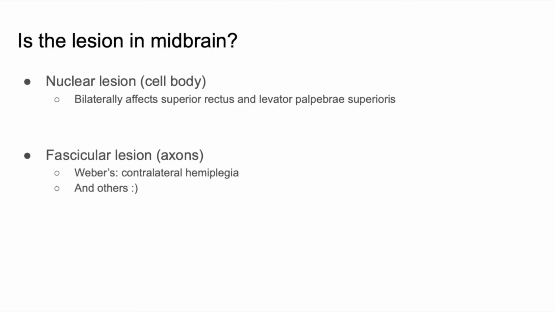Moving on, we will then localize where the lesion in the midbrain is. We can read up about the nuclear lesion as well as the fascicular lesions. In fascicular lesions, there are several syndromes that are present, one of which is the Weber syndrome, where besides the ipsilateral CN3 lesion, you will also have the contralateral hemiplegia. There are also many other syndromes that you can read up about.